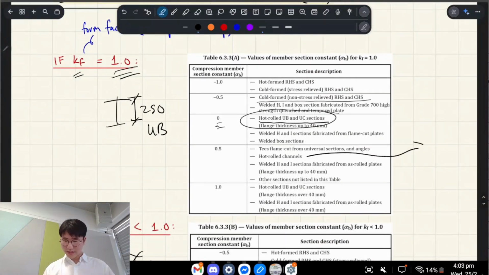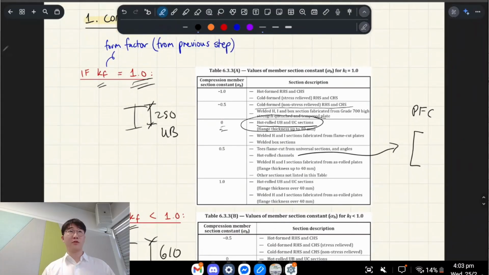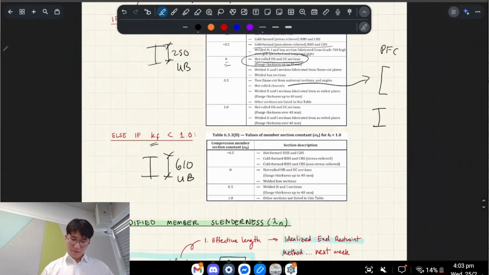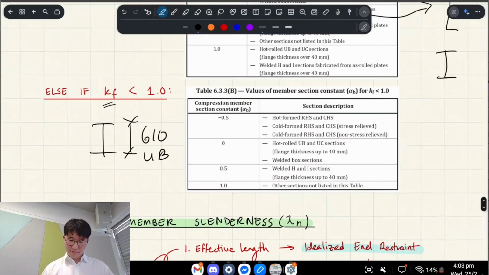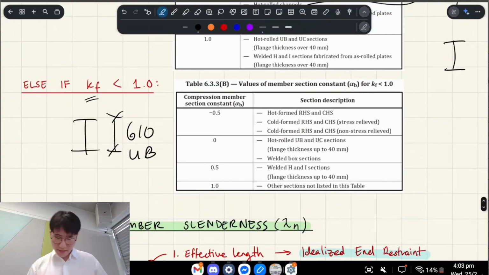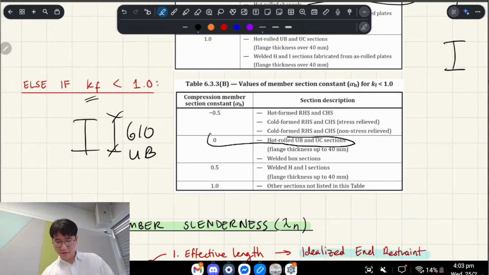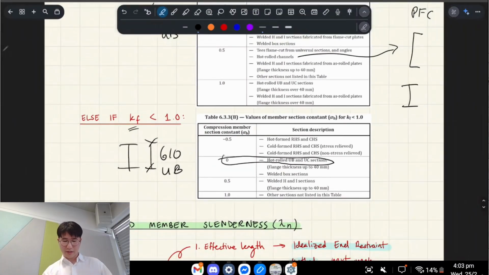Hot rolled channels would be like a PFC. That's called a channel section. Have you guys come across this yet in the lectures? PFC, okay. That's also hot rolled, but instead of an I, it's like a C. It's like half of an I. And then there are just different values basically. It's still 0 for this, but if it's less than 1, then there are 2 tables you have to check, basically.